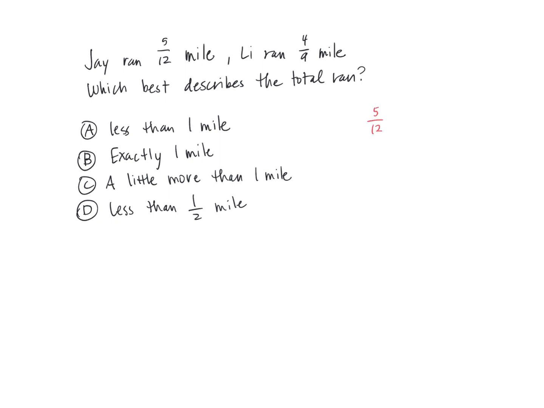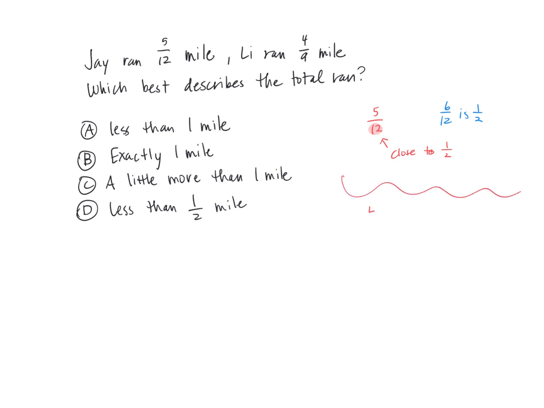So 5/12. You want to look at your denominator, your bottom number, and figure out what half of that would be. So if you have 12, 12 divided by 2 is 6. So that means 6/12 is 1/2. So 5/12 is very close to 1/2.